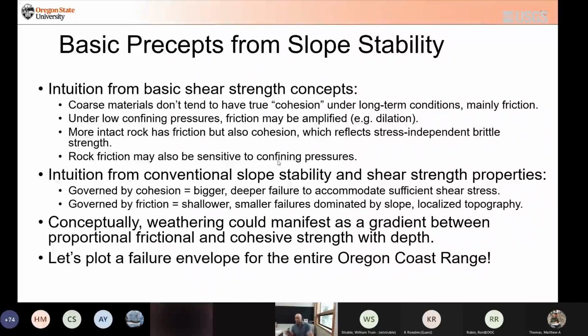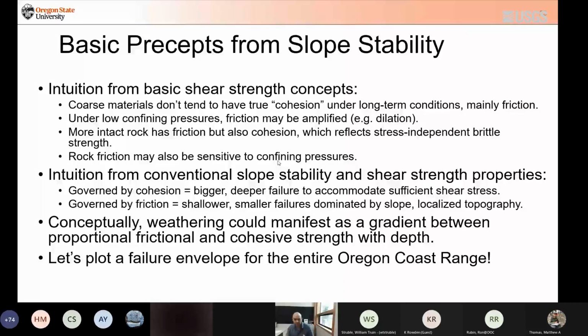Conceptually, we'd expect that weathering, when you go from the surface to fresh bedrock, would manifest as some transition in proportional cohesion, right? The further down you go, the more intact rock there is, the more there are some bonds of cement holding that together, if you will. So what we do is we take our analysis and plot a failure envelope for the entire Oregon Coast Range.